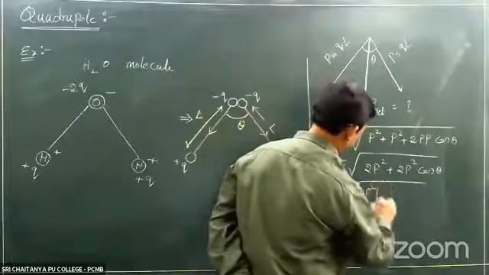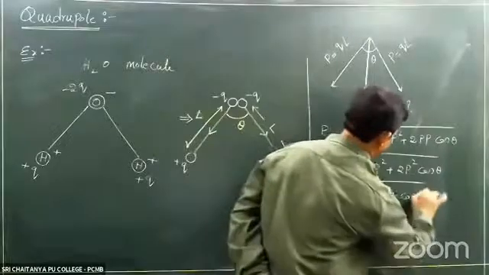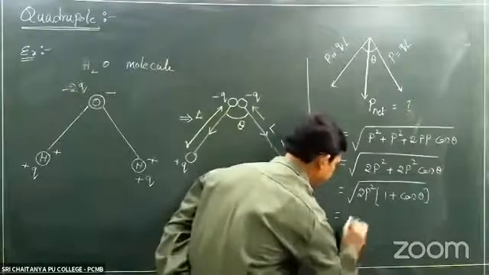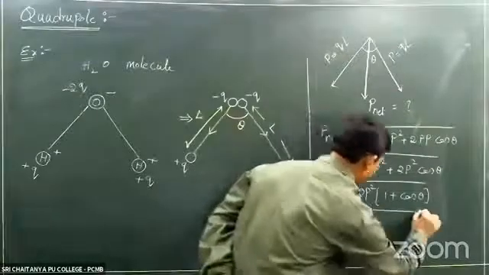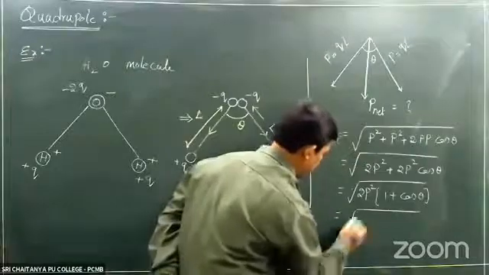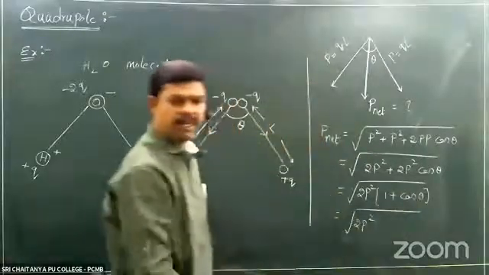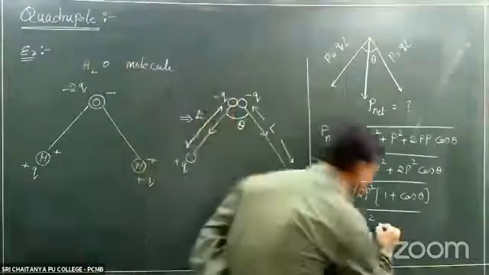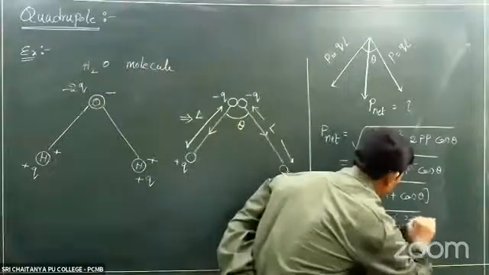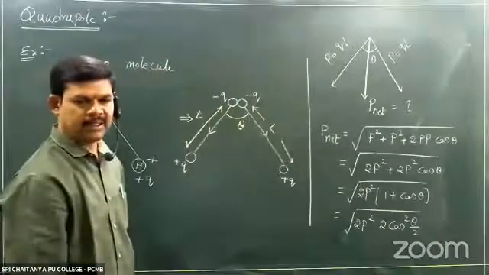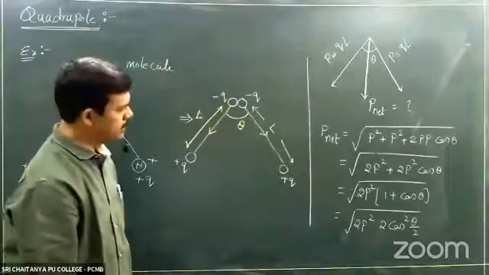2P square common inside, 1 plus cos theta. Then 2P square, 1 plus cos theta can be written as 2 cos square theta by 2, right?